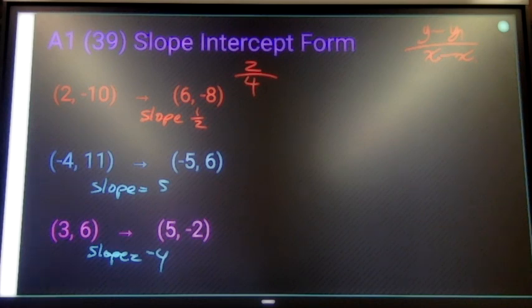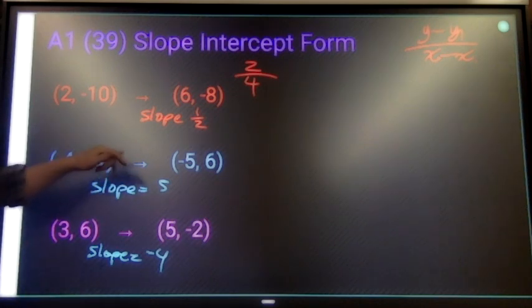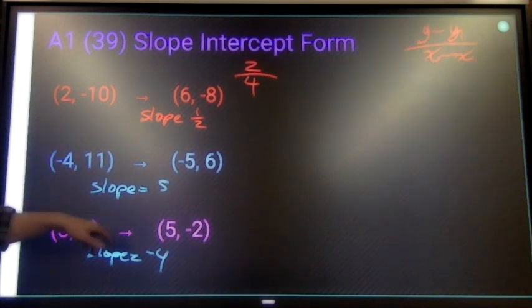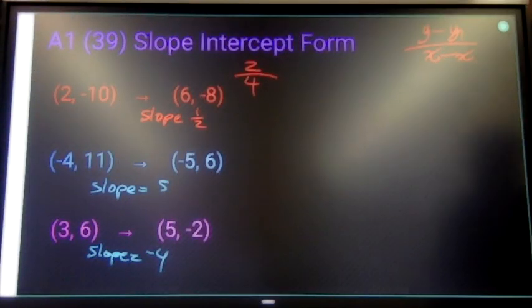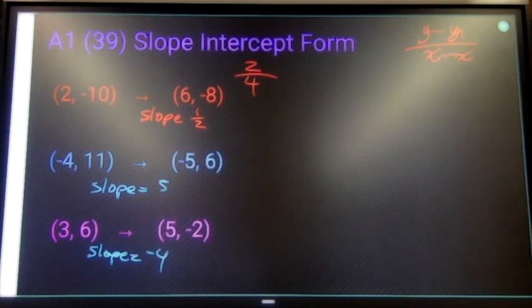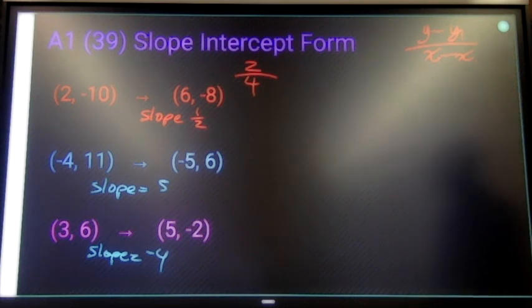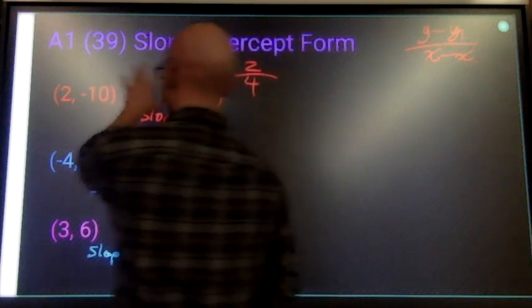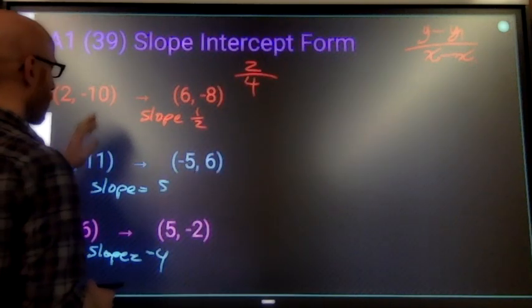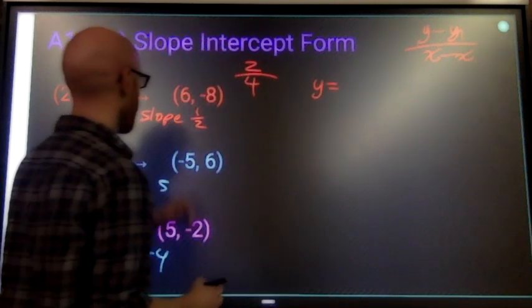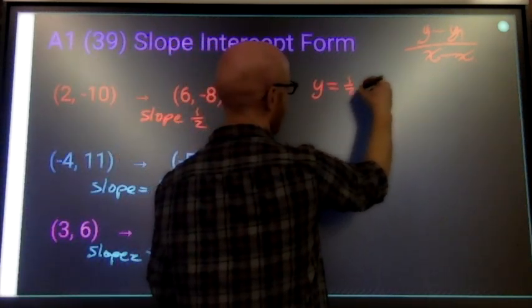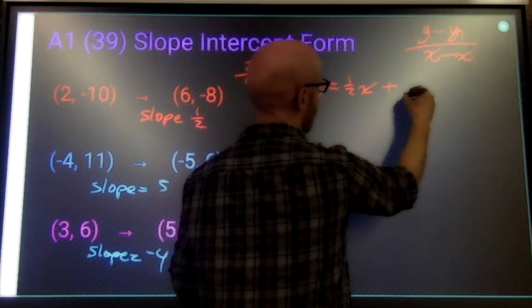All right, you should have come out with a slope of 5 or 5 over 1 for the blue points and a slope of negative 4 for the pink points. All right, then here's what we're going to do. We're going to start our equation. So back up to this red one. Start our equation. Y equals slope 1/2 x plus something.